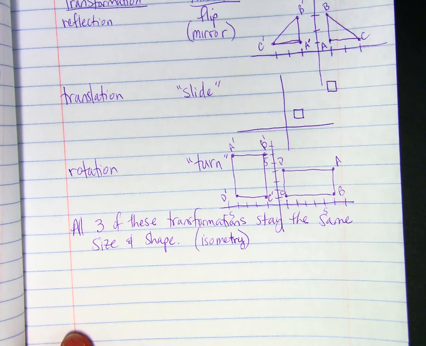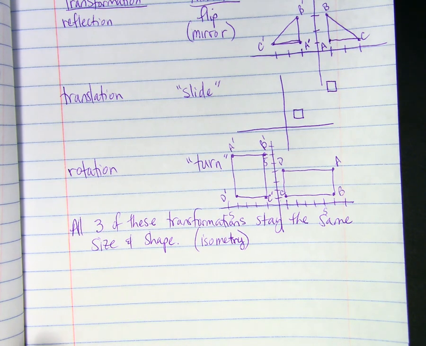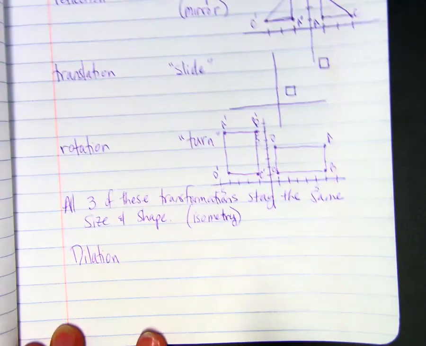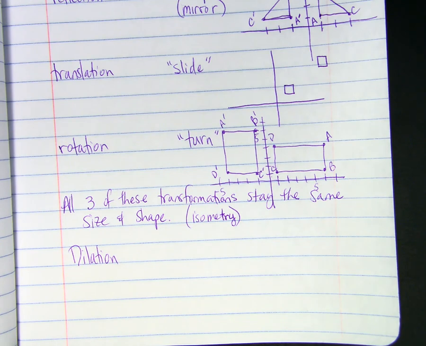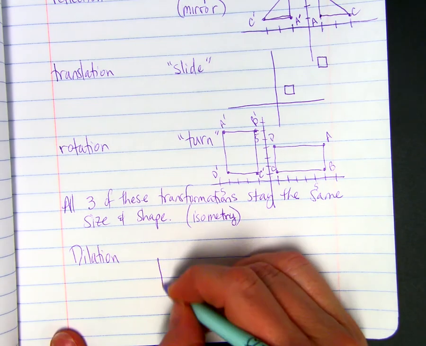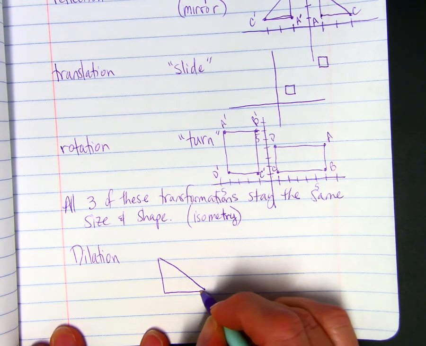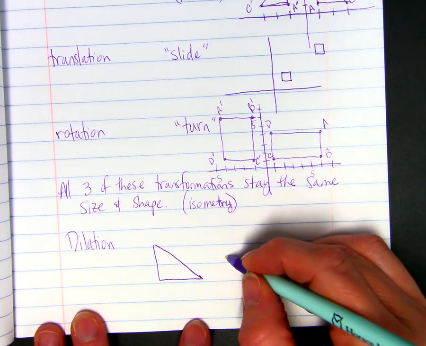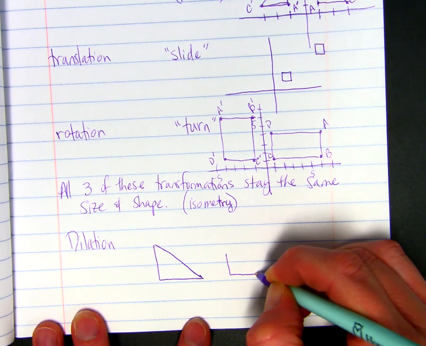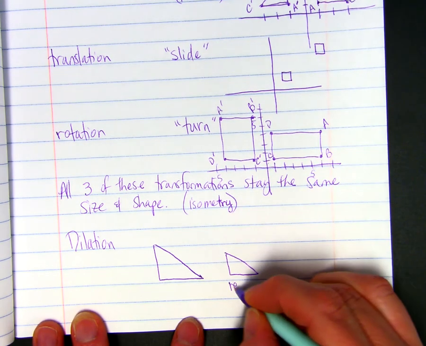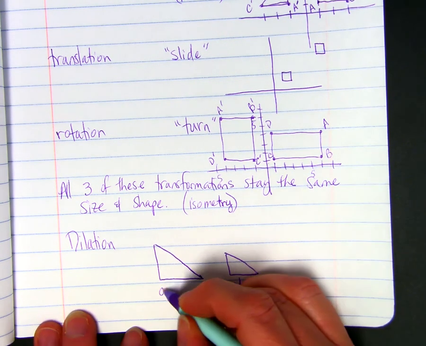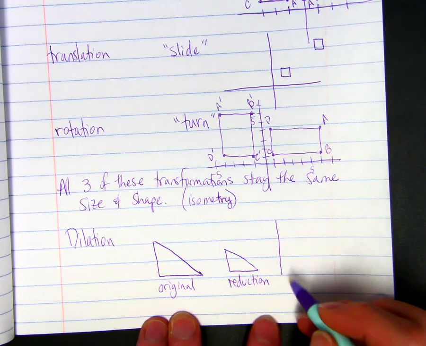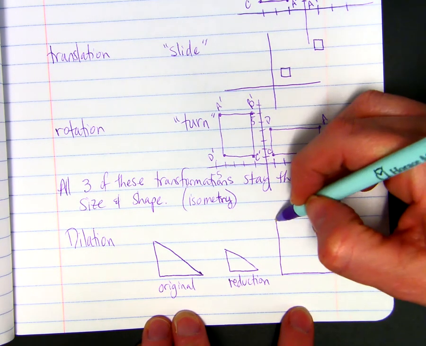One more type of transformation that does not stay the same, does not stay congruent, is called dilation. When you have a dilation, it can either get bigger or smaller. So if we have just a regular right triangle and we keep the same angles but we just make it smaller, we call that a reduction. If this first one's the original, smaller would be a reduction, and if we make it bigger, we say that's an enlargement.